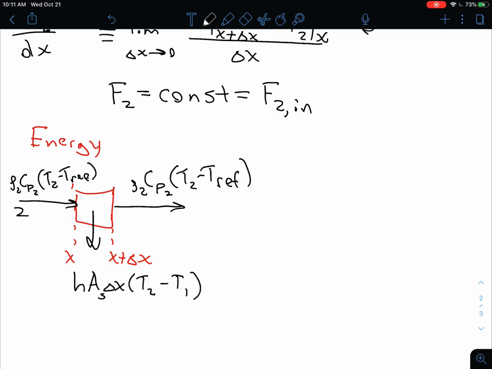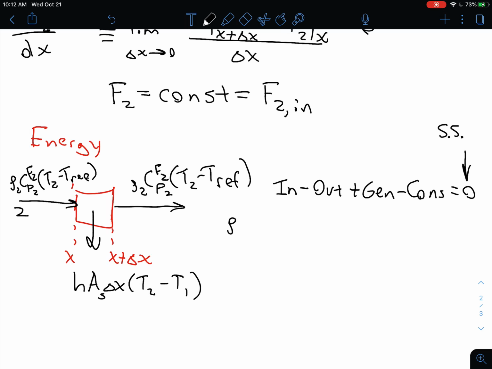And so if we now balance the energy, let's go back to our favorite equation: in minus out plus generation minus consumption equals 0. Again, by the way, this is a steady state assumption. In other words, no accumulation. Then remember that we're balancing rates, so this is going to be energy input per unit time. And by the way, this is a mistake. I have to actually multiply by F2.